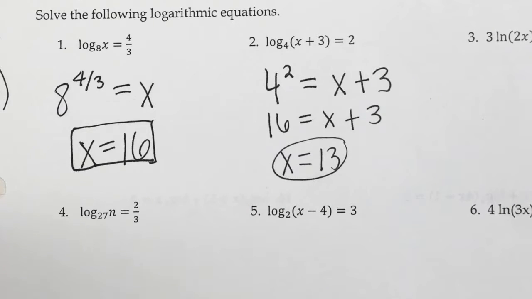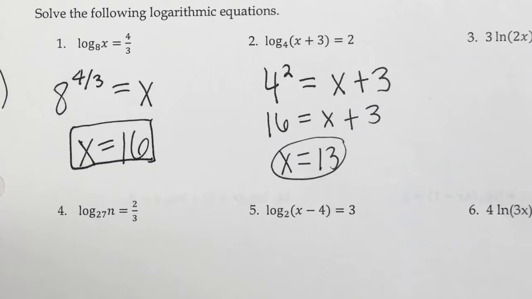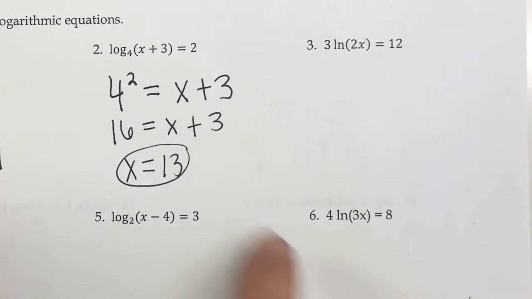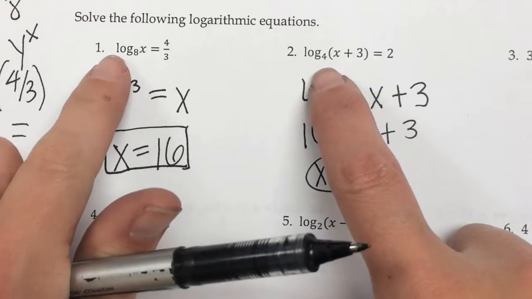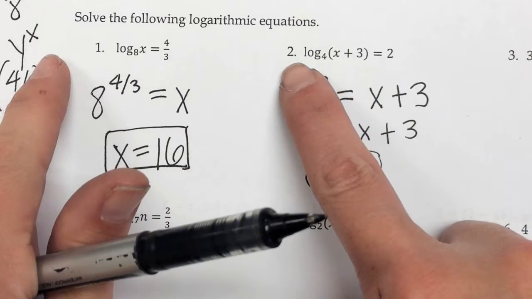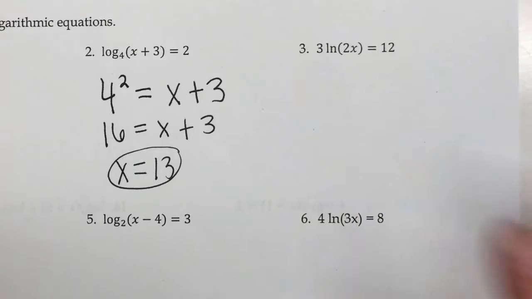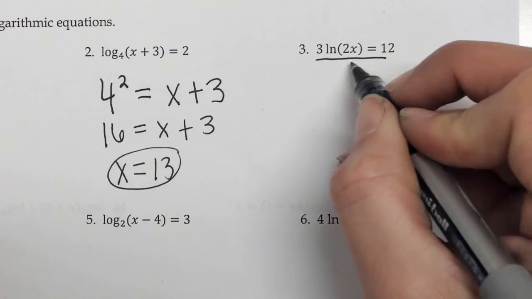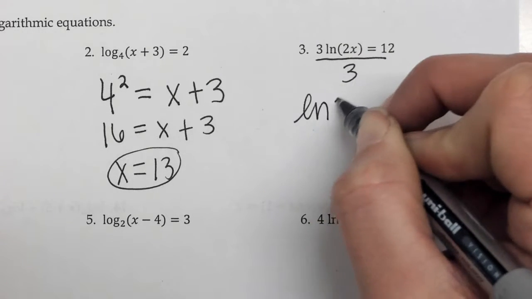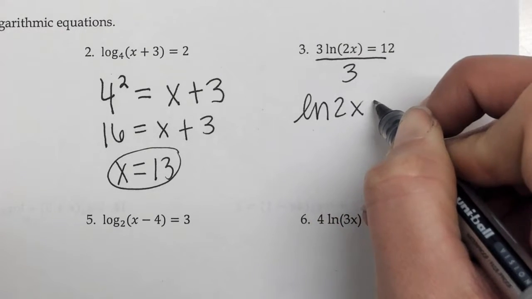Next one's a little different just because it has ln. Notice in these two how the logs were by itself, like nothing's being added or subtracted, multiplied. This one was being multiplied by our natural log. So how could we get rid of that? Divide everything by what? So we have ln 2x equals what? 4.